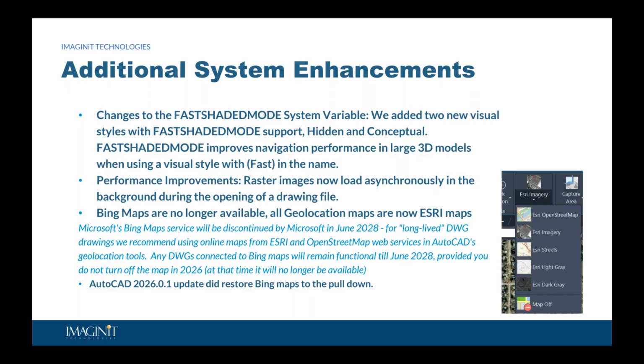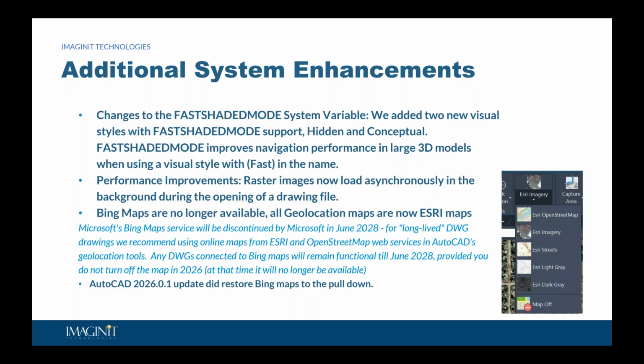That is in the initial release of AutoCAD 2026 in the verticals. If you apply the AutoCAD 2026.0.1 update, it does restore Bing maps to the pull down. The big note here is that Microsoft Bing Map service is being discontinued by Microsoft in June of 2028. So if you have drawings that you rely on for those background images and they are all set to use Bing Maps, you probably need to start converting those over to using Esri, because in June of 28, Bing Map service will no longer be functioning.